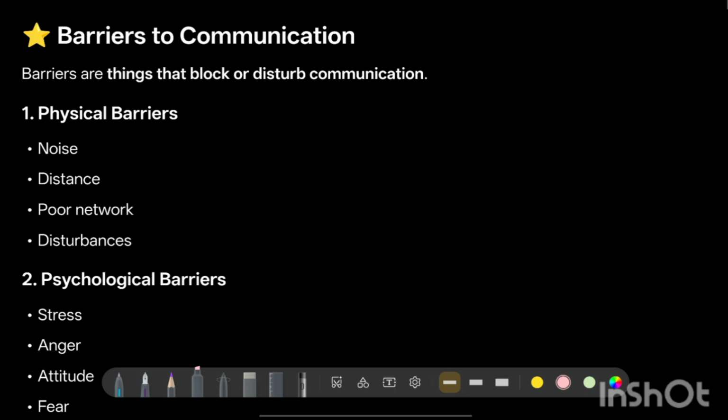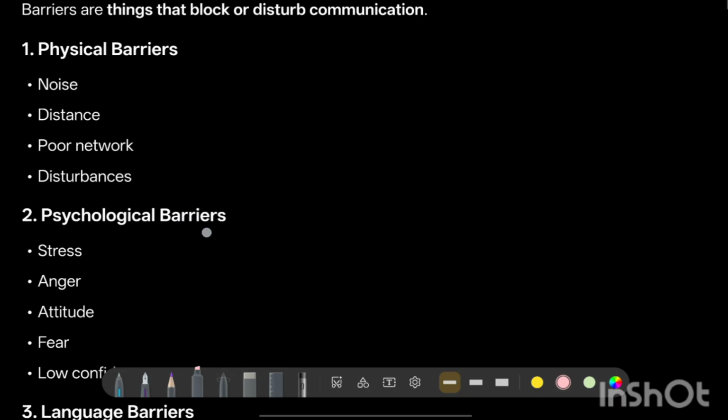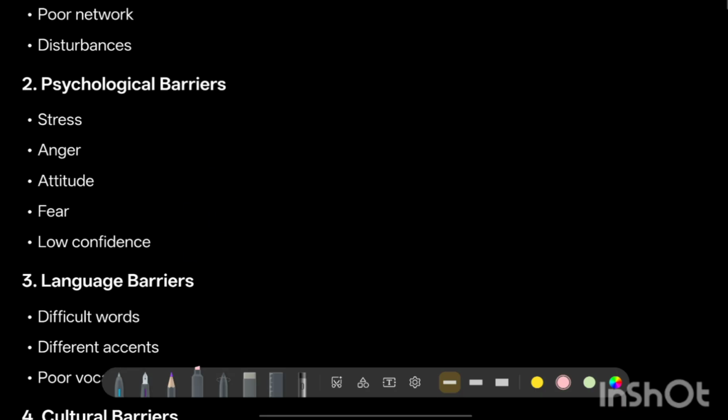So, barriers to communication, which we have discussed earlier also. Barriers means रुकावटें क्या आती हैं communication में बात करने में. There are many types of communication barriers, so we are going to see them. Barriers are the things that block or disturb communication, that disturb you or block your way of communication. There can be a physical barrier, like noise, distance, poor network, and disturbance. There is a psychological barrier, that is stress, anger, attitude, fear, low confidence.